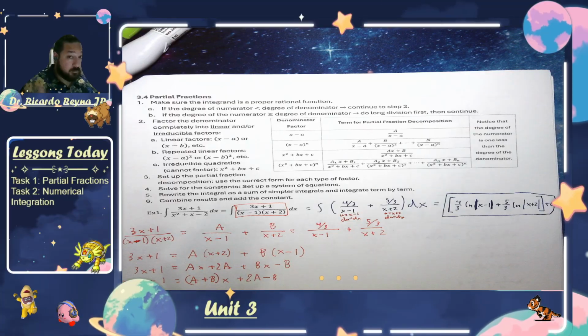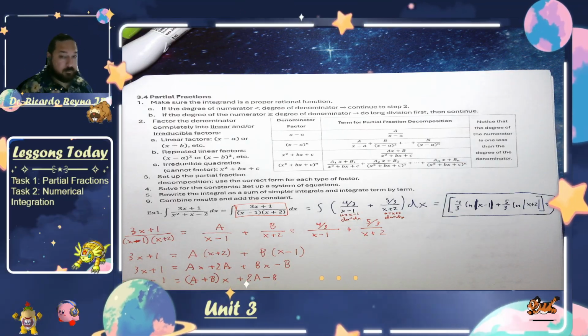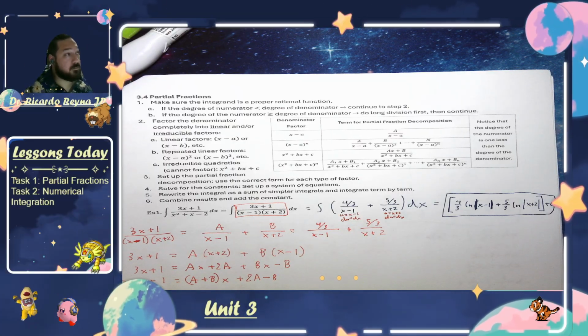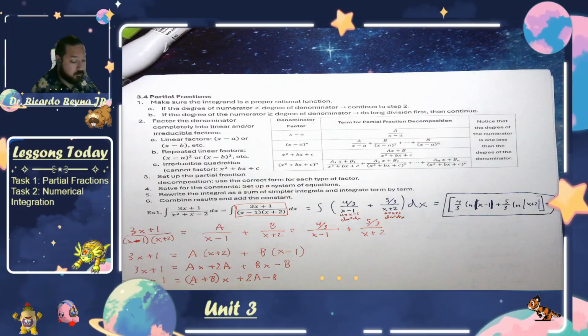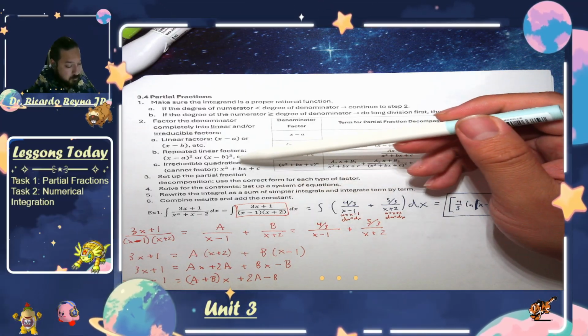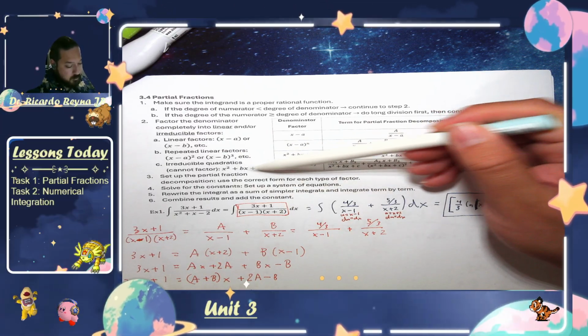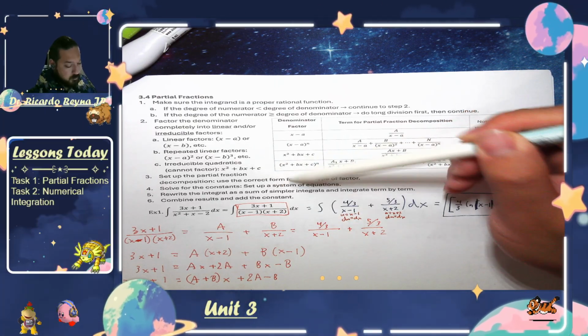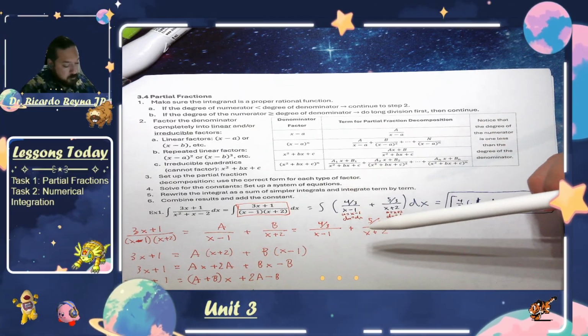Step 2. Factor the denominator completely into linear and or irreducible factors. Linear factors look like this. Repeated linear factors just have a power attached to them. Irreducible quadratics that you can't factor look something like this. Step 3. Set up the partial fraction decomposition. Use the correct form for each type of factor.